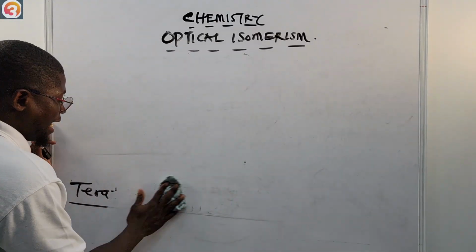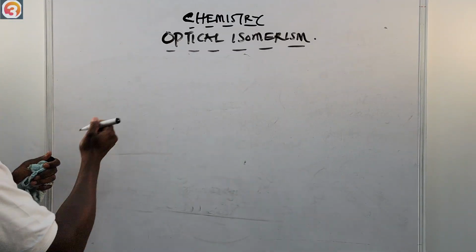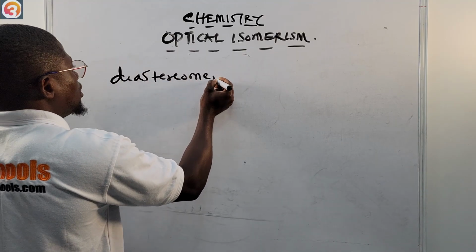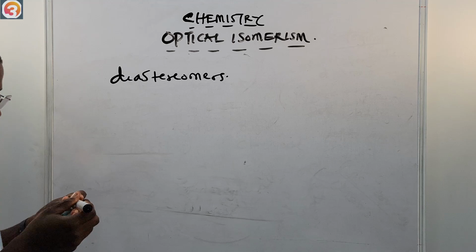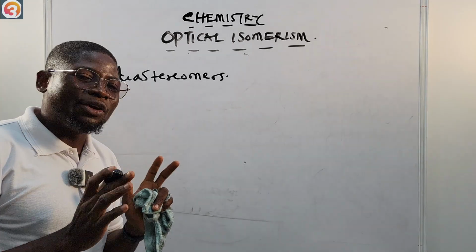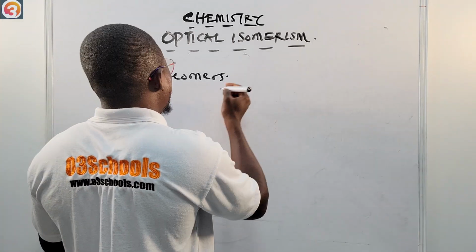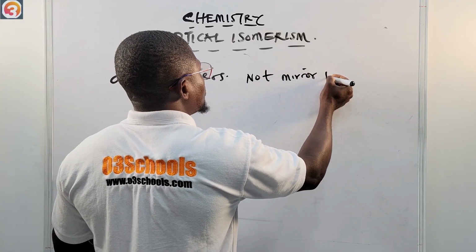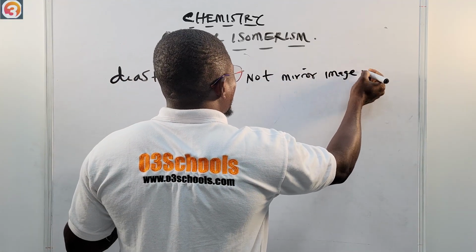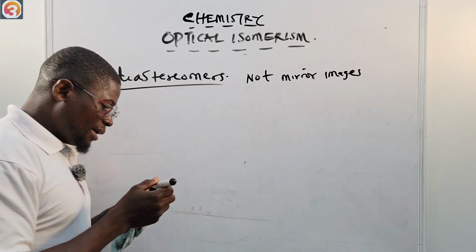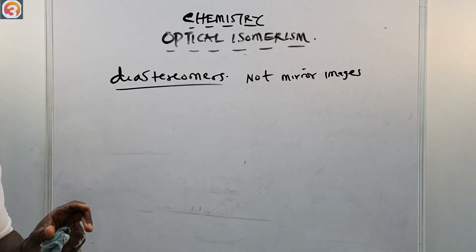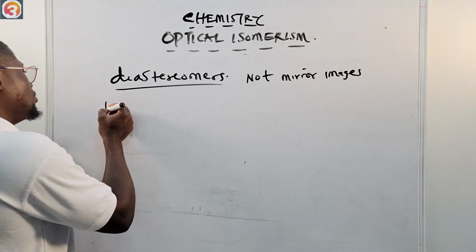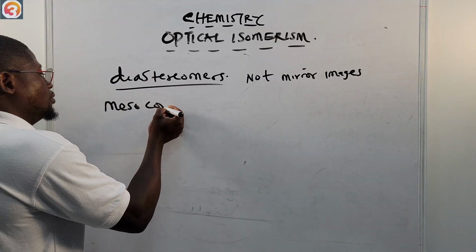That is what we call diastereomers. Diastereomers are stereoisomers that are not mirror images. They are stereoisomers that are not mirror images of one another. That's what we call diastereomers. They also have another one that we call mesocompounds.